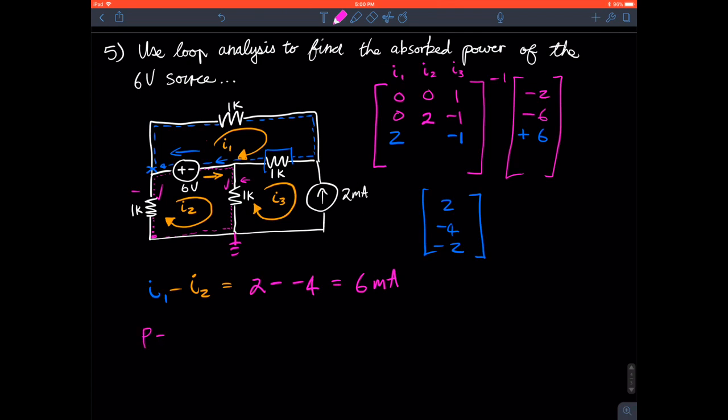Then we know that power is equal to current times voltage. So the 6-volt source is supplying 6 milliamps at 6 volts, and that's going to be equal to 36 milliwatts, and that is supplied.